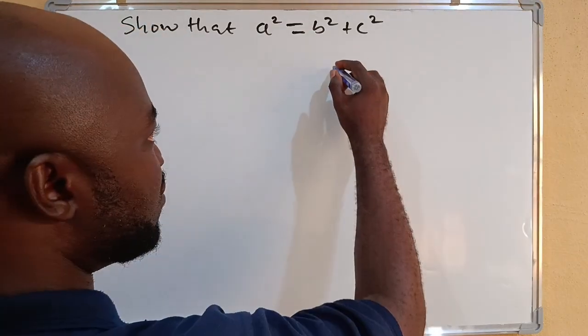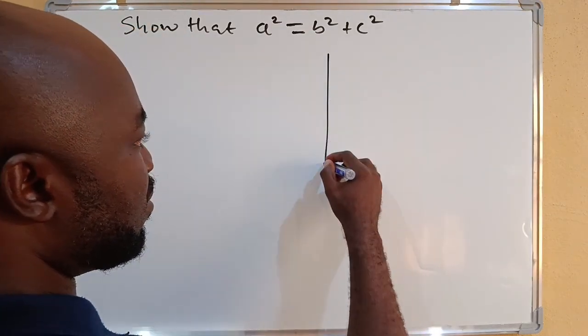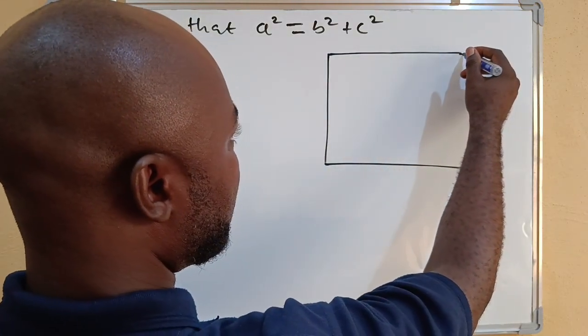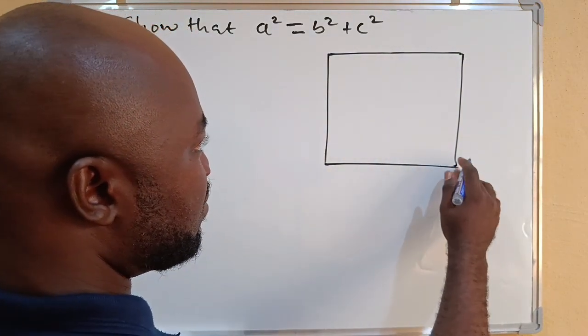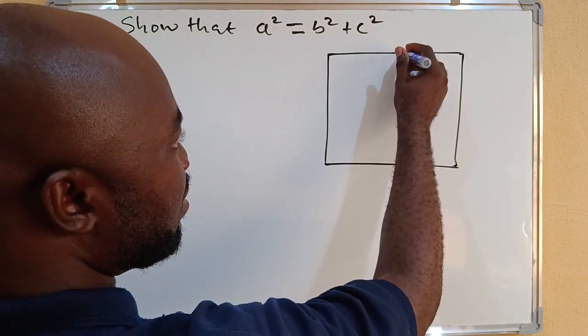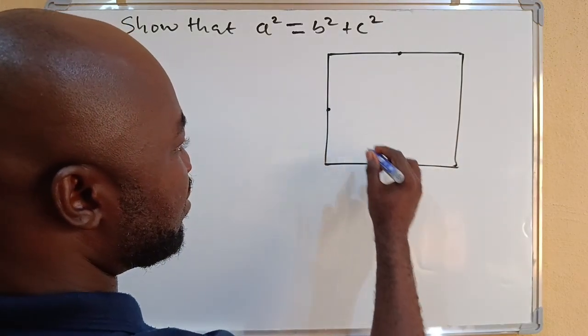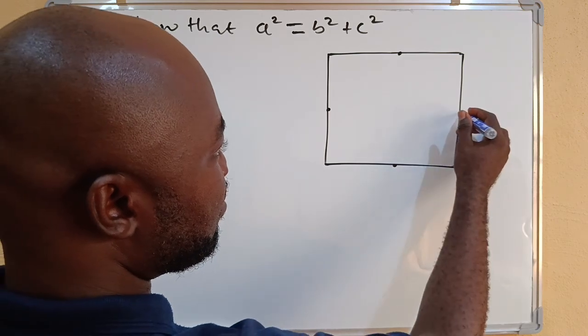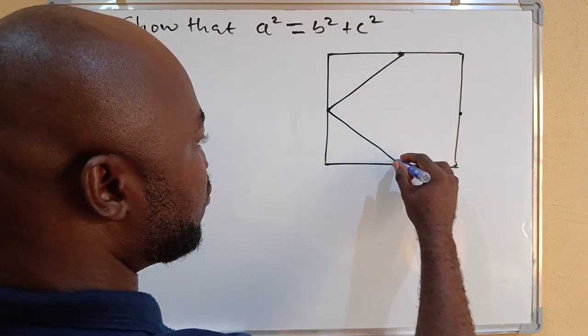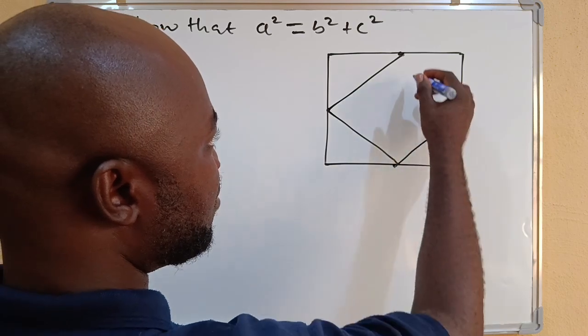So I'm going to draw a square. Inside this square, I'll draw another square. So I'll make here my center points, and I'll join them together. Join this, join this.